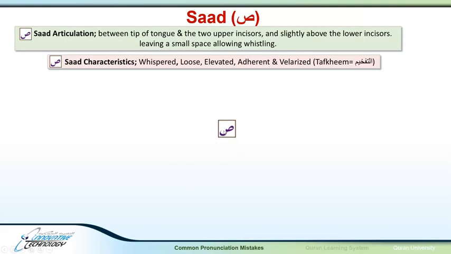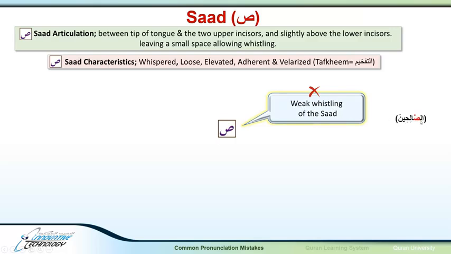And now the sad common mistakes. The first mistake is weak whistling of the sad. As-salihin. Quick, short sad. Almost not hearing it. This is wrong. You should give the sad enough whistling. It should be like this. الصالحين As-salihin. So you should make sure to give the sad its whistle characteristic.